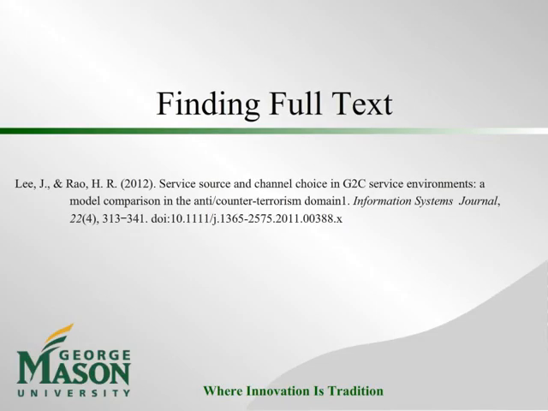In some cases, you may have a citation from the bibliography of an article or a book, or from Google Scholar, and you would like to find the full article. Use the eJournal Finder to locate the electronic full text of Mason-owned journals, newspapers, and magazines. Let's use this sample citation. We need to note the name of the journal, Information Systems Journal, the year of the publication, 2012, the volume, 22, issue 4, and page numbers 313 to 341.